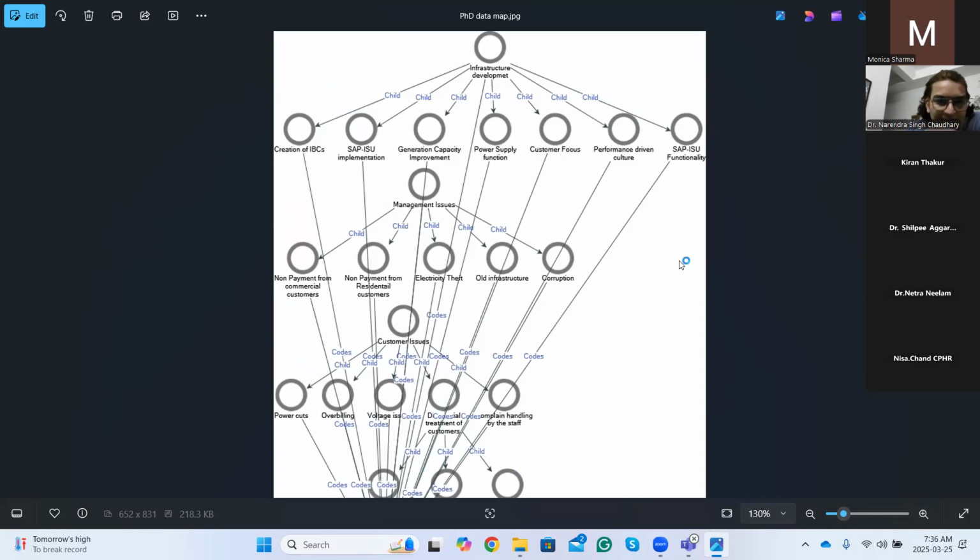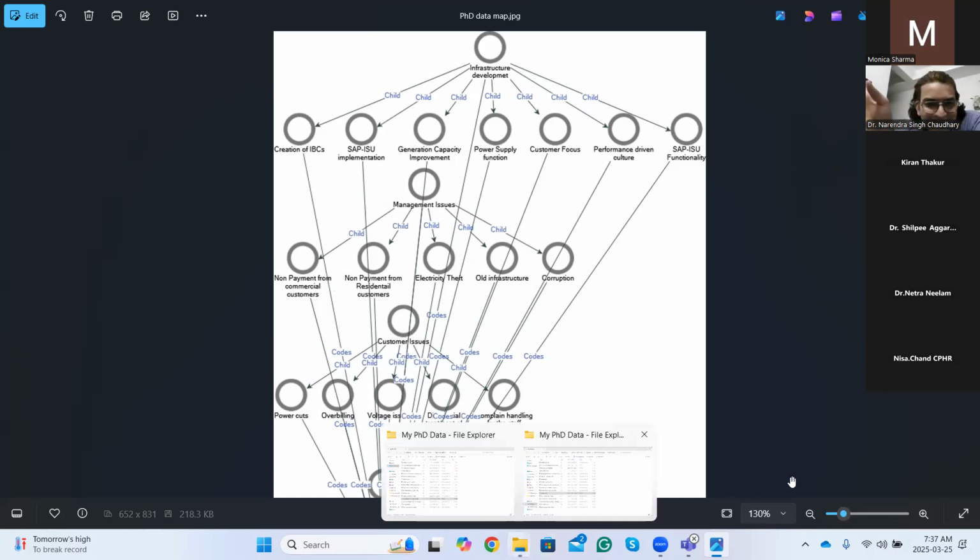Although I did it years ago, back in 2018, so it's old data, not a new one. Just adding here, where you can see this child, these children are basically sub-themes or subcategories. Exactly. In NVivo, the terminology is totally different.